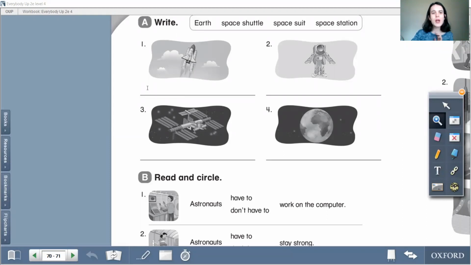What is the first one? What is it? It is spacesuit, right? Or no, of course it is space shuttle, right? It is space shuttle. Okay, space shuttle. Great. Second one, what is it?